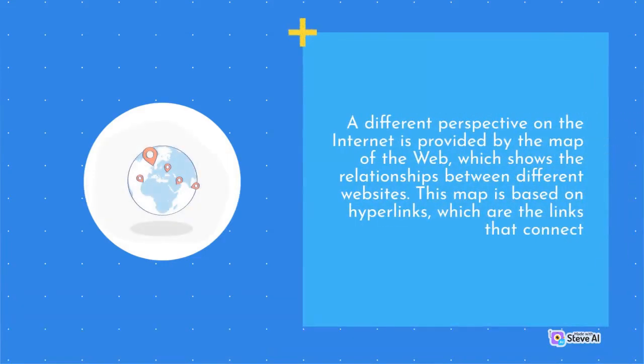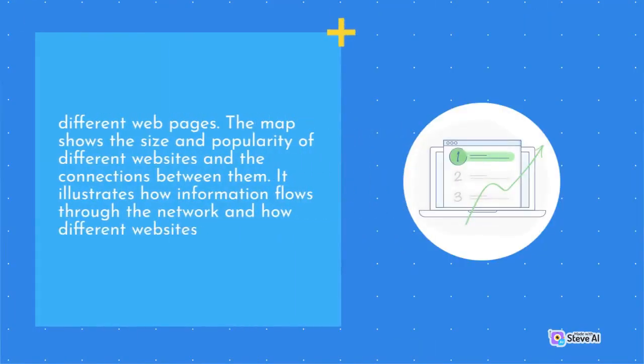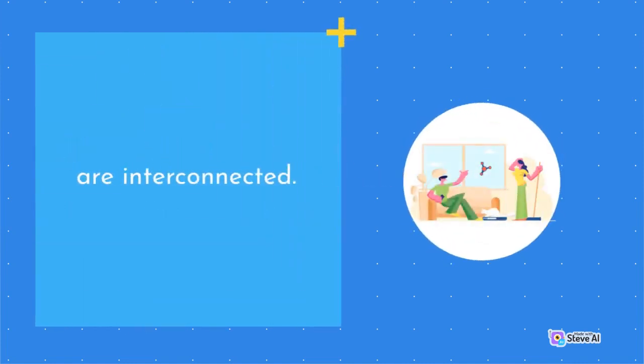A different perspective on the Internet is provided by the map of the web, which shows the relationships between different websites. This map is based on hyperlinks, which are the links that connect different web pages. The map shows the size and popularity of different websites and the connections between them. It illustrates how information flows through the network and how different websites are interconnected.